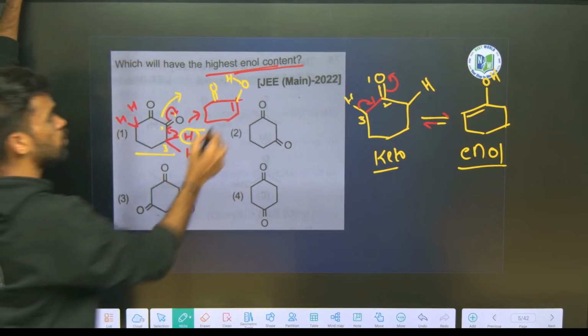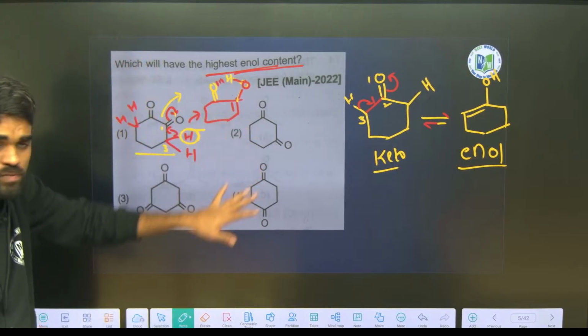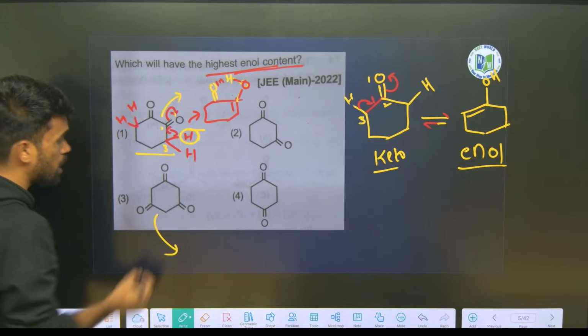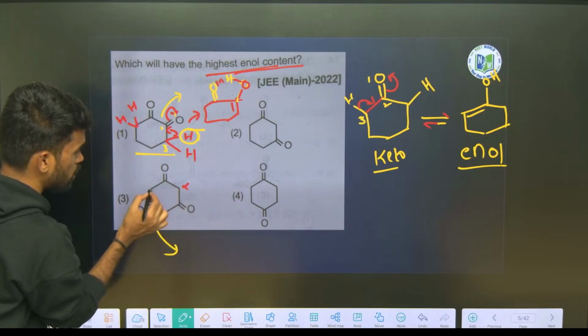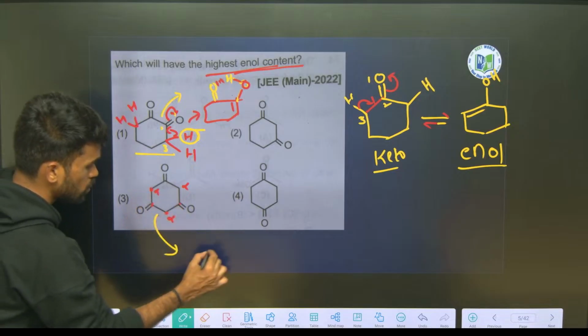So this is what we are going to get if you write the enol form of the given compound. If you write it for all of these, the third one will have the highest enol content. Why? Because I am considering this as alpha, and this as alpha, and this as alpha.